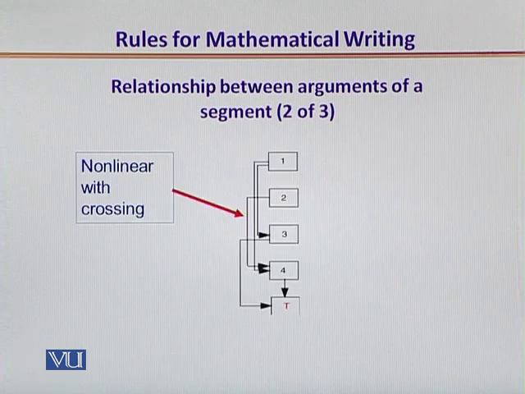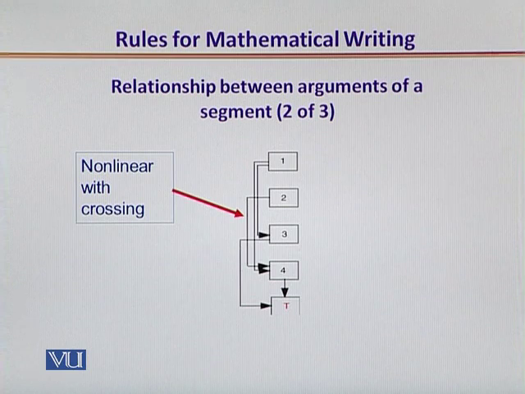There is yet another way, though not recommended much, which is nonlinear representation. Here, a depth-first alignment of the arguments within a segment is given, but these have been arranged such that there are so many crossings. Crossings imply, for example, if you look at argument number 1, it is connected to argument number 4. Similarly, argument number 2 is connected to argument number 4. As a consequence, we see that there is a crossing.